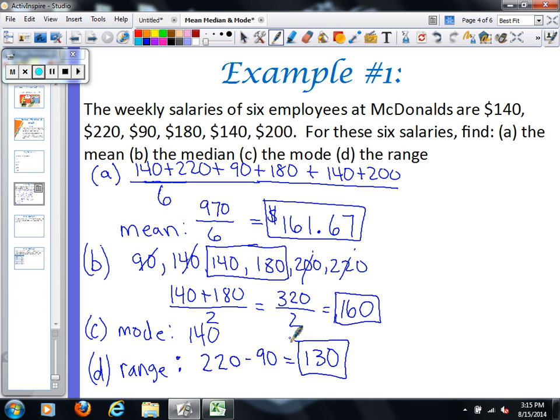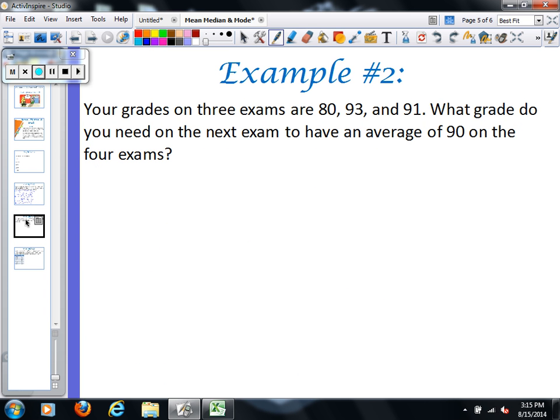Okay? This is your first example. Let's go ahead and go to example number 2. Your grades on 3 exams are 80, 93, and 90. What grade do you need on the next exam to have an average of 90 on the 4 exams?